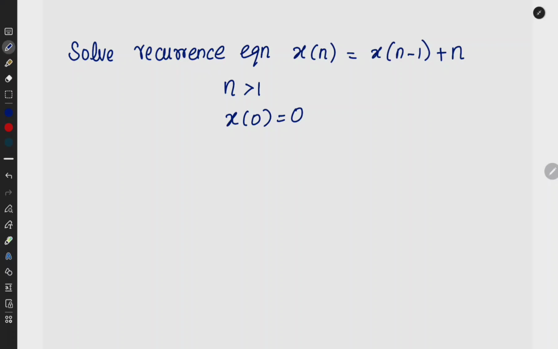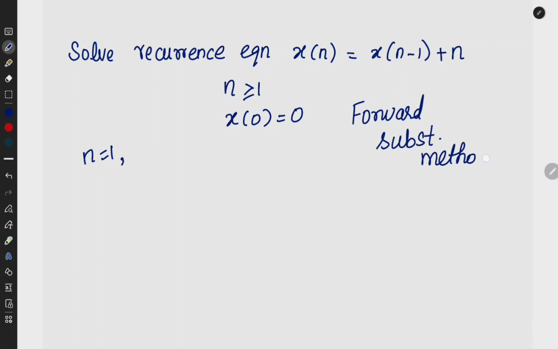So where n is greater than or equal to 1. So let us substitute n is equal to 1. Okay, we're going to solve this problem using forward substitution method. Forward substitution method.